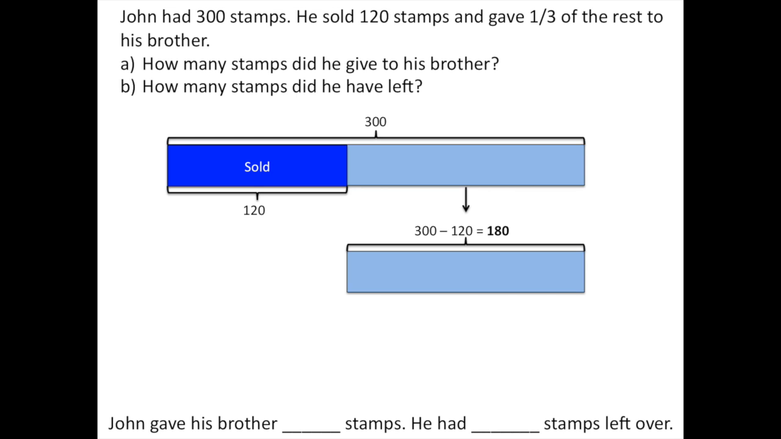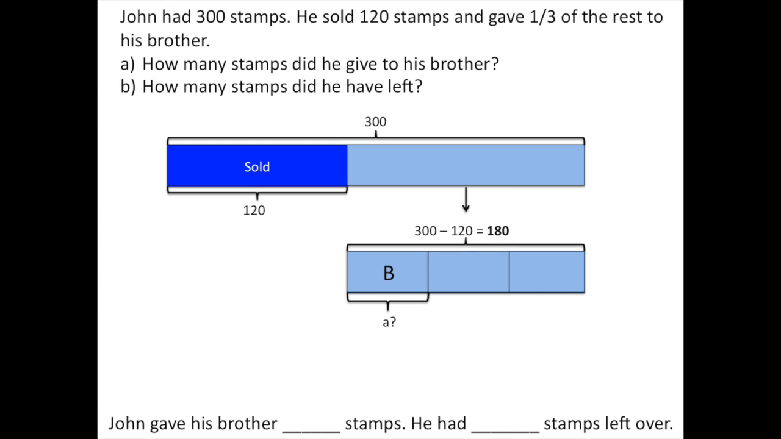Now I can go ahead and break it up into 3 parts because I'm told that he gave 1/3 of the rest to his brother. So I'm going to split the rest, or the remaining part, up into 3 parts. And I'm going to label one of them B for brother because he gives those to his brother. And that's going to be how many stamps he gives to his brother. So I'm going to mark that with a question mark. And since it's a 2-part problem, I'll put A question mark because that's going to be the answer to A. I also can add my other question mark.